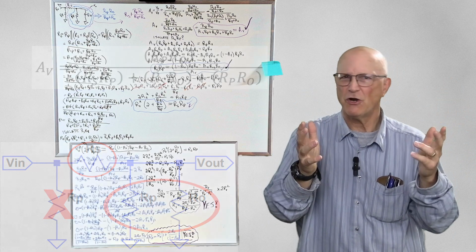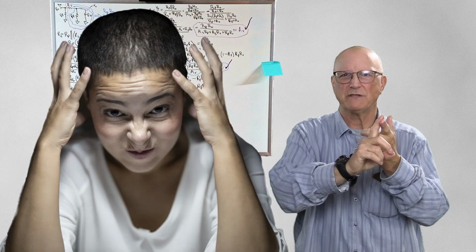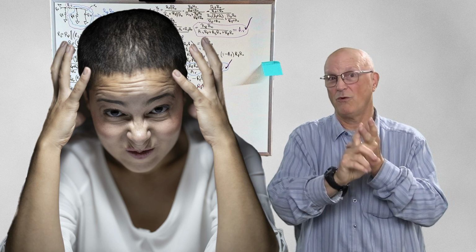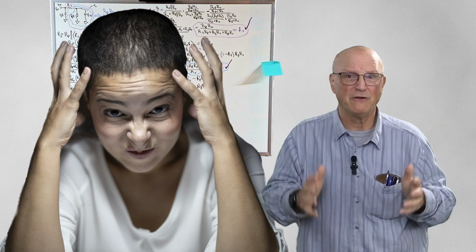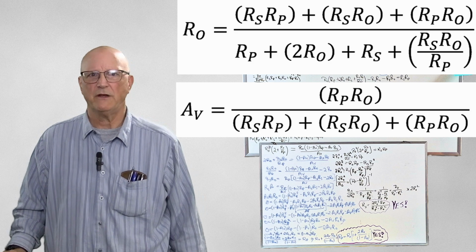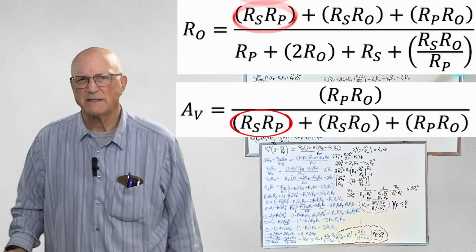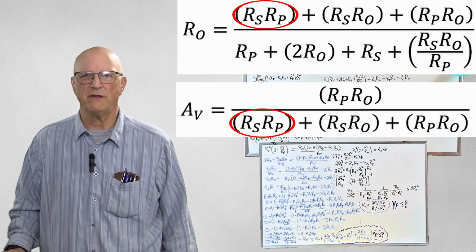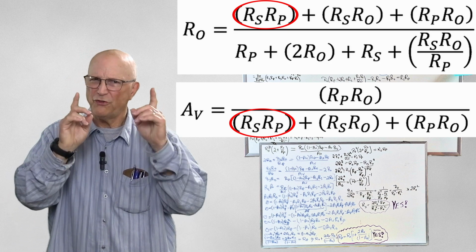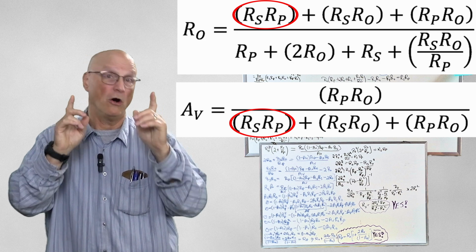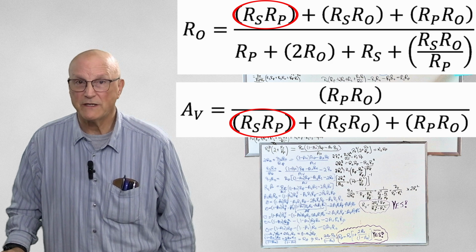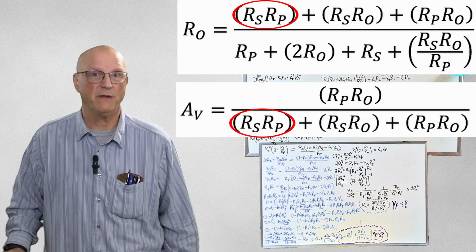But there's a nasty term in both the Ro equation that we just got and this AV equation, which really muddies the mathematical waters because it contains both of our unknowns. We simply have to get rid of it. Well, take a look at both of these equations. Do you notice this Rs times Rp term in the middle of this mess in both equations? Now, we remember that two things that are equal to the same thing are also equal to each other. So let's solve both of these equations for the miscreant Rs times Rp term.